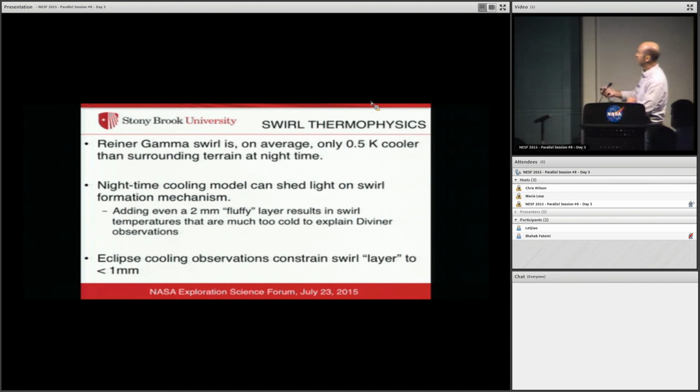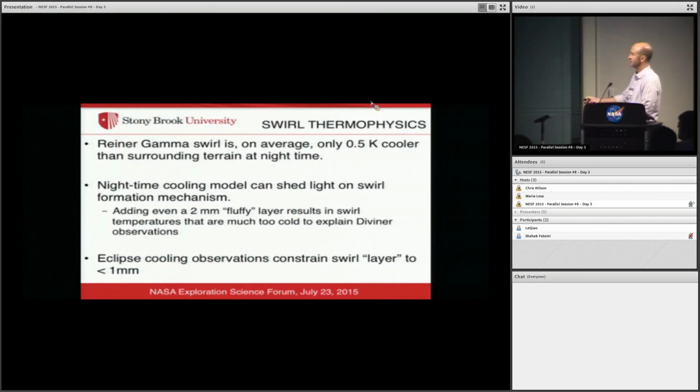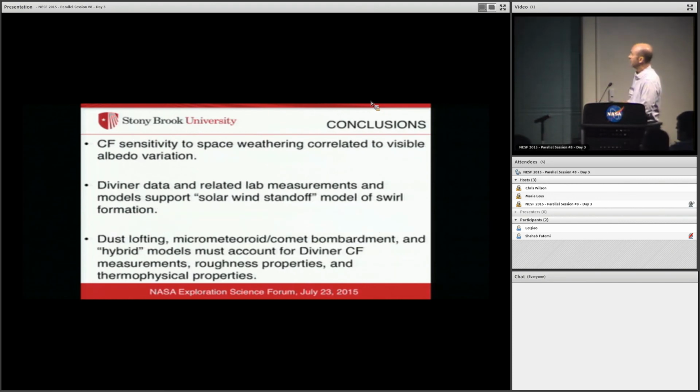Okay, so Reiner Gamma is cooler. The nighttime cooling model suggests that even a 2 millimeter fluffy layer results in swirl temperatures that are much too cold to explain the Diviner observations. The eclipse cooling observations constrain the swirl layer to less than a millimeter. All of these things point to the idea that the solar wind standoff model is probably the most correct, because if you want to invoke any other mechanism to form the swirls, you have to account for the Diviner CF measurements, the roughness properties, and the thermophysical properties. All right, that's it. Thank you.